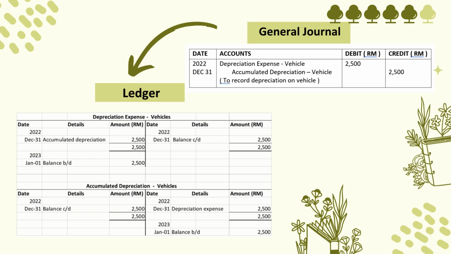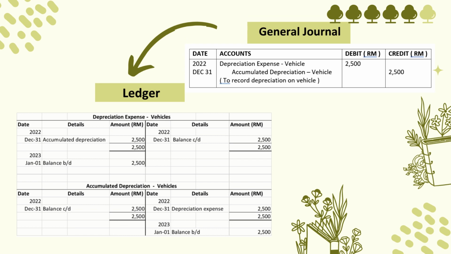Okay, next we can open the ledger for the two accounts, which are depreciation expenses and accumulated depreciation. For depreciation expenses, on the debit side we record accumulated depreciation, the amount will be 2,500. And then we balance the debit side and the credit side. After we balance it, we get balance BD on the debit side, the amount will be 2,500.